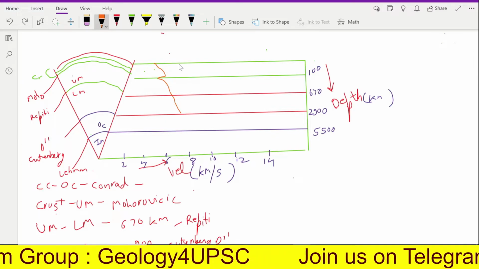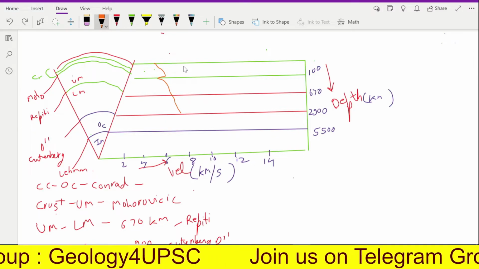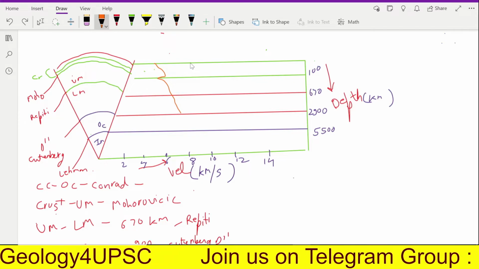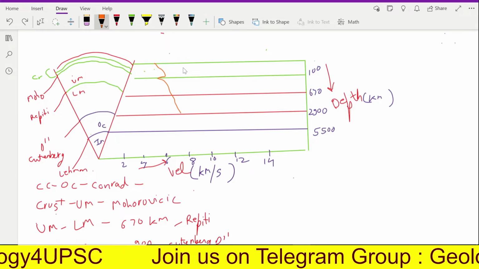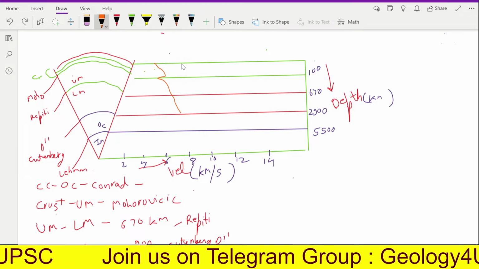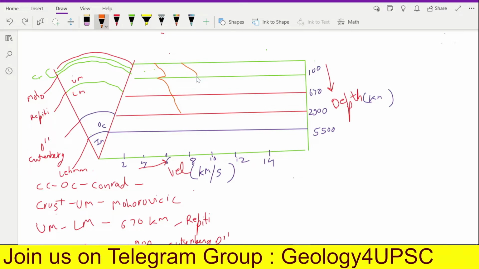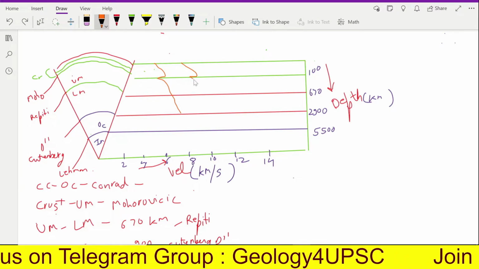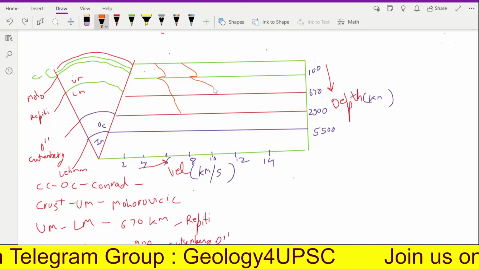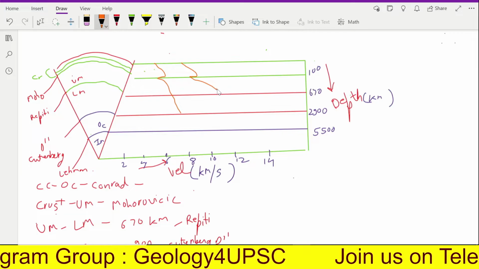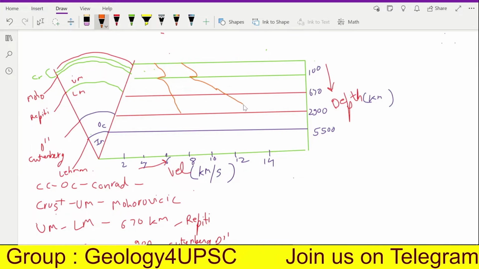Okay, now the P wave starts from 7 kilometers per second and goes maximum to 14 kilometers per second. So we'll follow the discontinuities and draw it. In the continental crust and oceanic crust, the speed will keep increasing. Make a pullback at the Moho, then again it will keep increasing. This will go up to 14 kilometers per second.